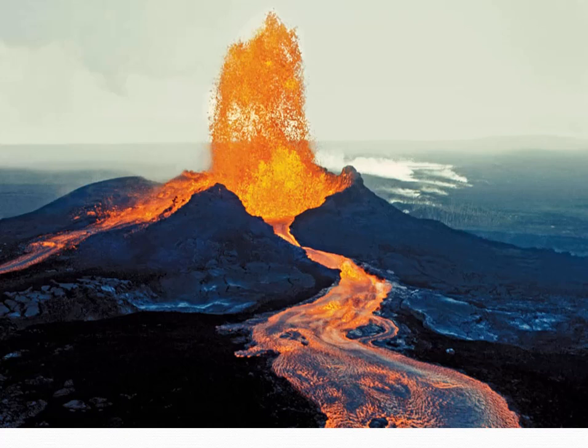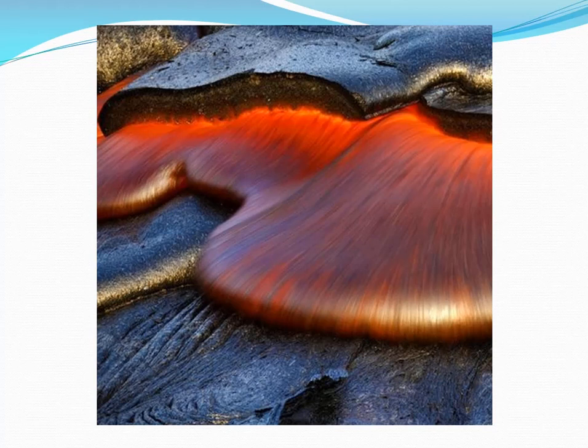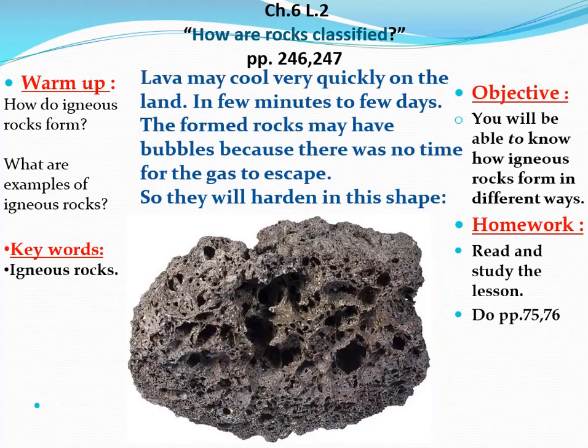All the answers are correct because the lava may cool down very slow or it may cool down very fast. So today we are going to learn how the igneous rocks form if the lava cools down very fast or if it cools down very slow. When the lava cools down very fast, sometimes some air bubbles get trapped inside the lava.